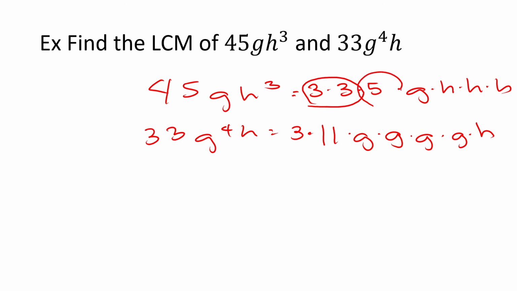Circle that. Now we move on to the next factorization, 33 g to the 4th h, before we do any letters. So 3 is already done. We did that already. The next number 11 we didn't do, so let's try. 11 occurs 1 time on 33 and 0 times on 45. So the most times 11 occurs is 1 time. So circle that.